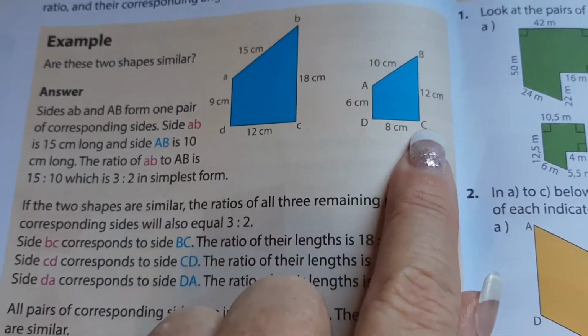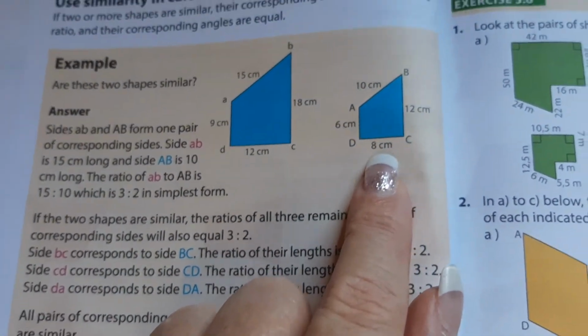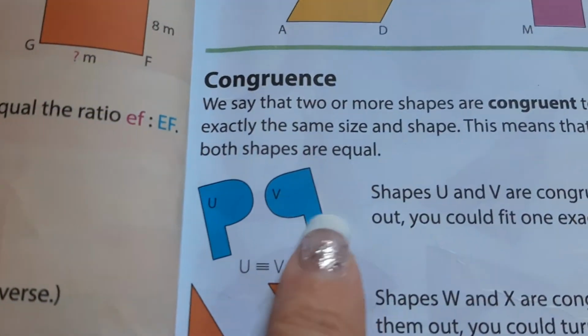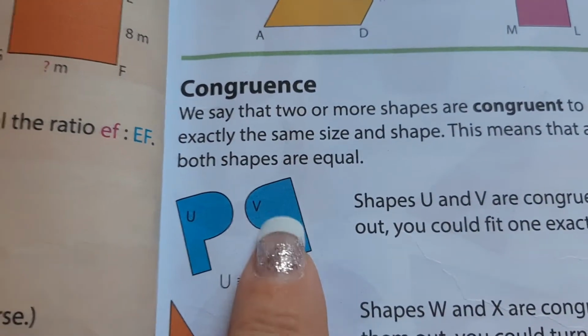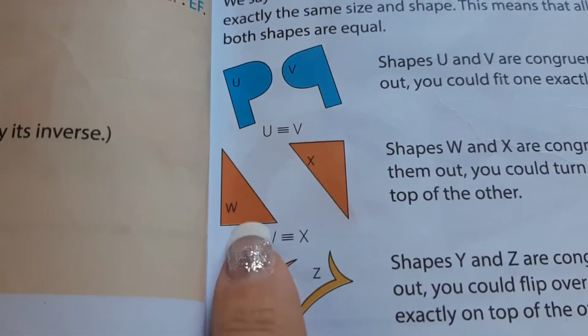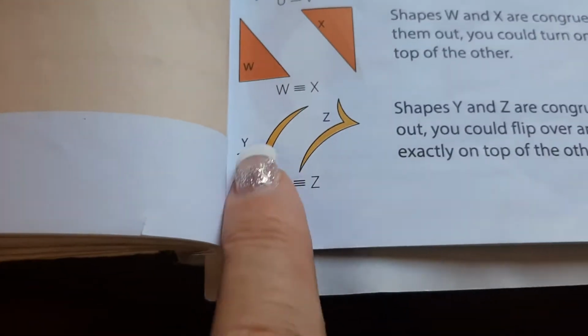Whereas with similar, look here, we have two shapes, they are similar, that means they more or less look alike. They're not twins because this one is bigger than that one. But with congruency, these two are exactly the same. If I cut this one out and put it on top of that one, it will fit perfectly. The same with these two and the same with those two marks.